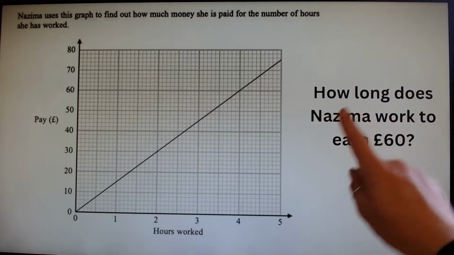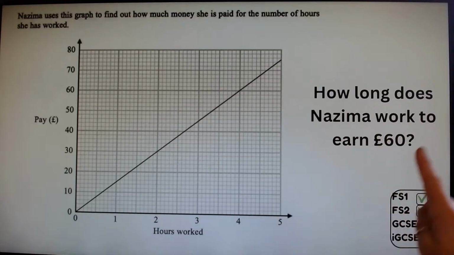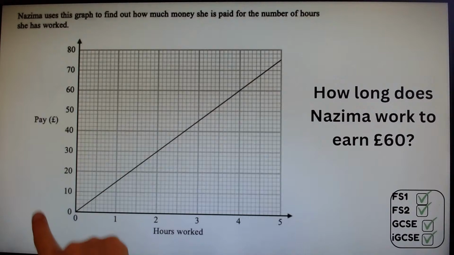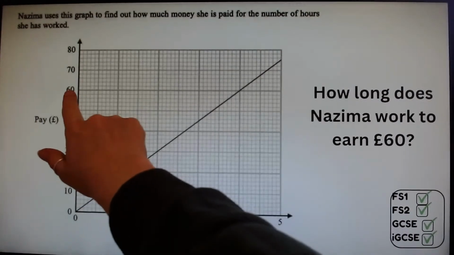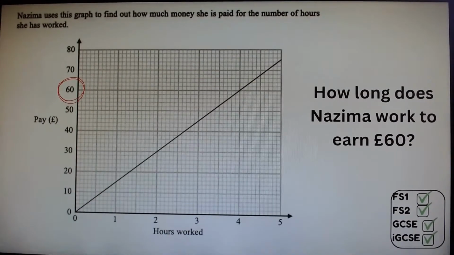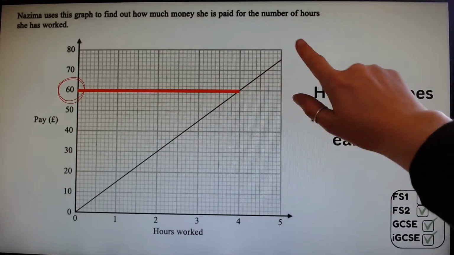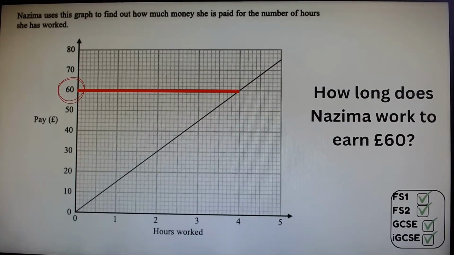So for this, we need to find where on the graph it tells us that Nazima's earned £60, and that's on the pay axis. So we need to go to the pay axis, find 60, and then draw a horizontal line until we reach the line that's on the graph already. Then we draw a vertical line coming down to the axis that tells us the number of hours that Nazima has worked, and we should be able to read off that she's worked 4 hours in order to earn £60.